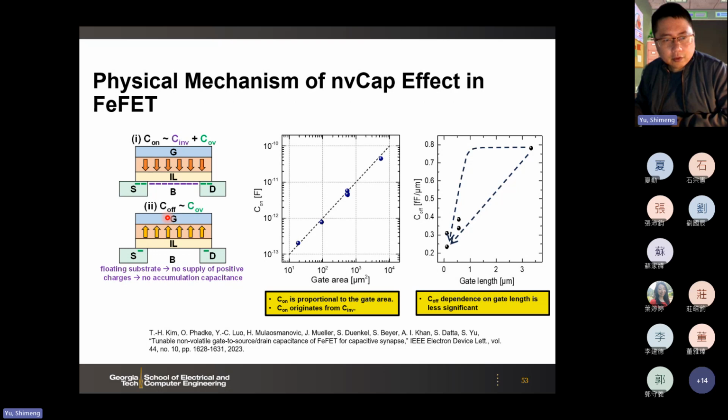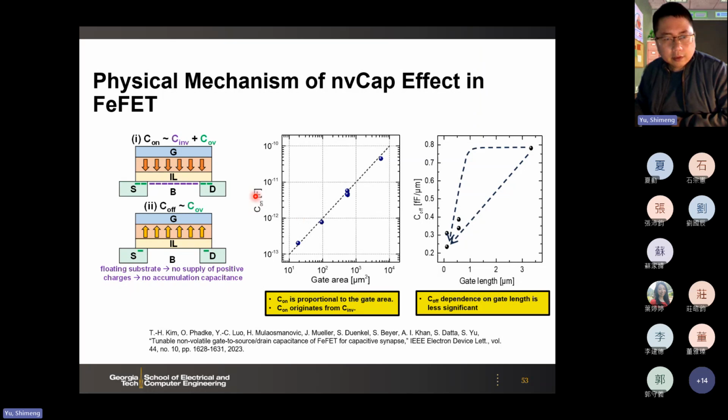And then for the off state, you polarize all the dipoles up. Then here you have a depletion of the channel. Then you don't have charge. Then you only have this overlap capacitance. So C off is essentially the overlap capacitance.